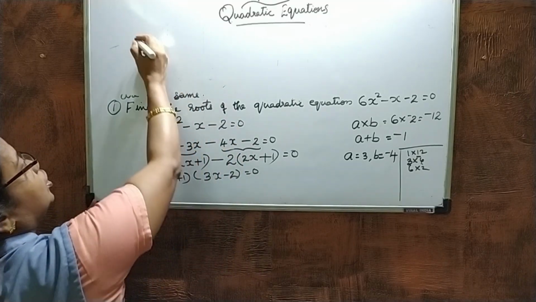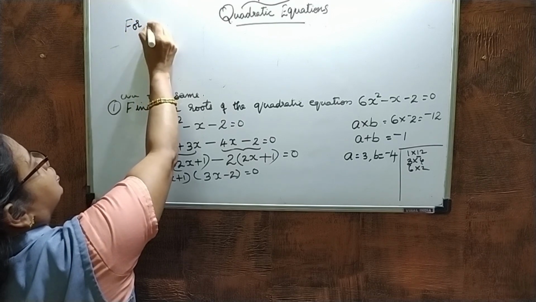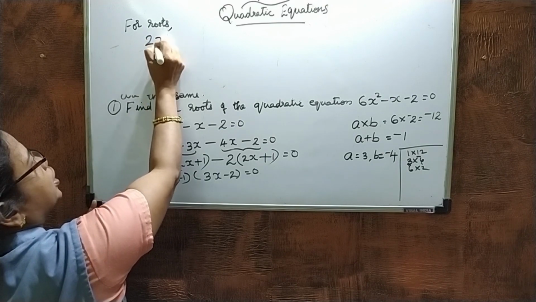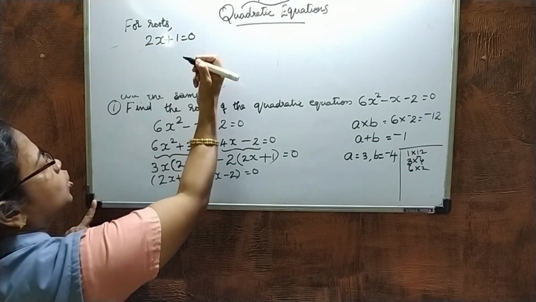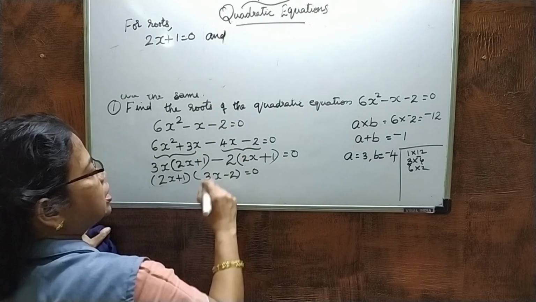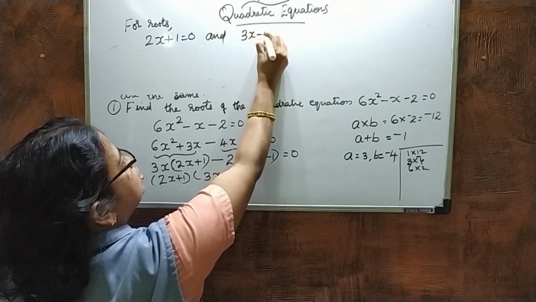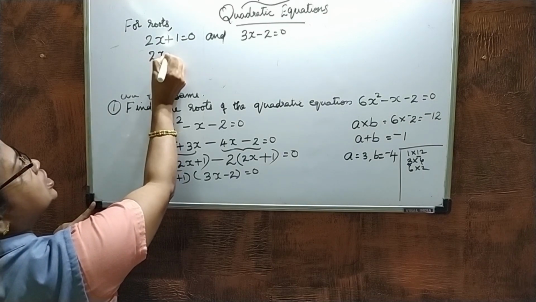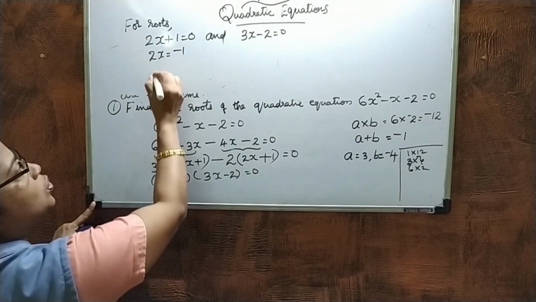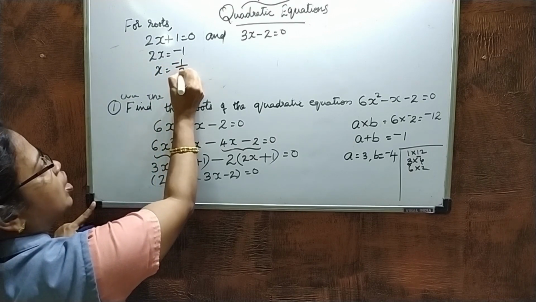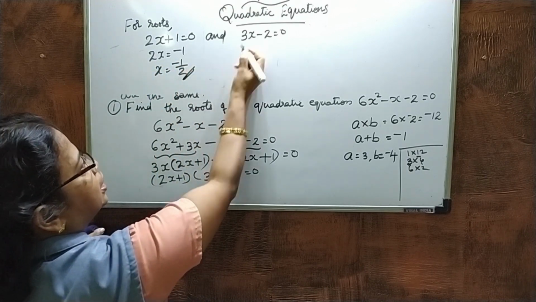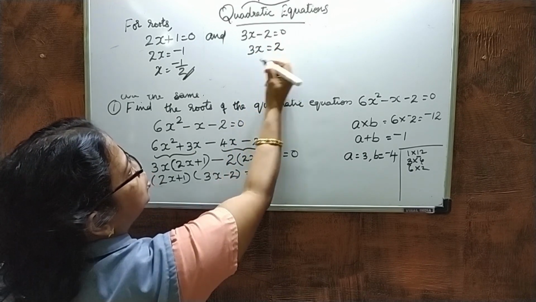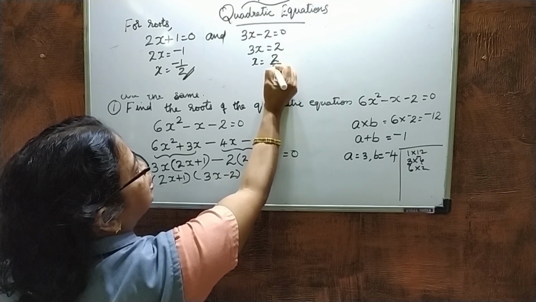So what is the next step then? For the roots, write the first one: 2x plus 1 equal to 0, and the next one: 3x minus 2 equal to 0. Then 2x plus 1 equal to 0 means 2x is equal to 0 minus 1, which is negative 1. X is equal to negative 1 by 2. And then here 3x is equal to 0 plus 2, which is 2. Then x is equal to 2 by 3.